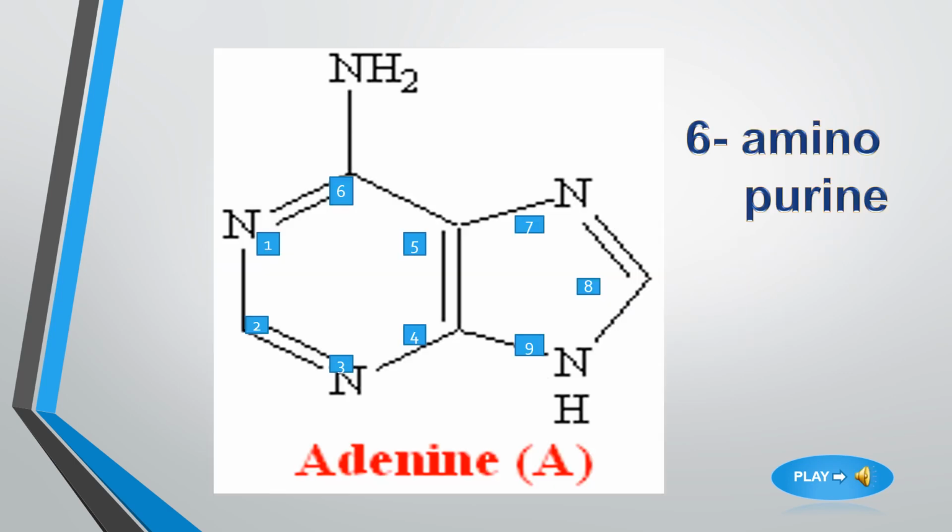Adenine. The chemical name of adenine is 6-aminopurine. That means in the 6th position, one amino group is present, so it is named 6-aminopurine. Another interesting thing is that adenine, ending in N-I-N-E, is a 9-membered ring.